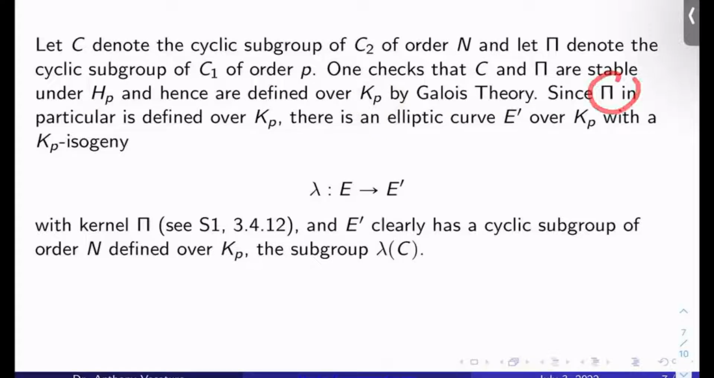Since pi in particular is defined over KP though, there's got to be an elliptic curve, which we'll call E prime, over that field KP, equipped with a KP isogeny, lambda from E to E prime, with kernel pi. So this is covered in Silverman 1, chapter 3, okay? And then E prime, this new elliptic curve, that's the image under this isogeny lambda, this clearly has a cyclic subgroup of order N also defined over KP. I mean, you guessed it, it's just lambda of C, right? You had such a subgroup here, just take the image in E prime. It's defined over KP because everything else is defined over KP, all right?